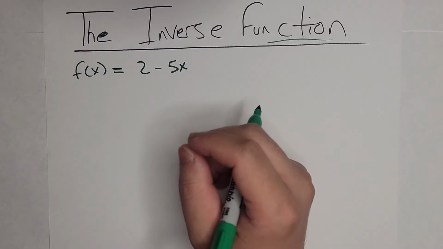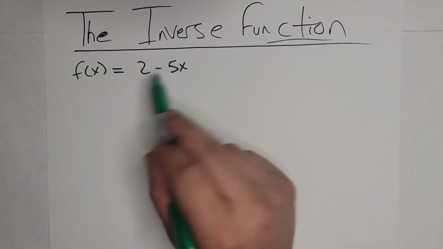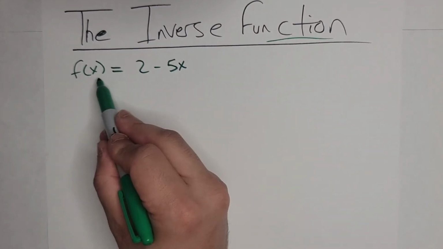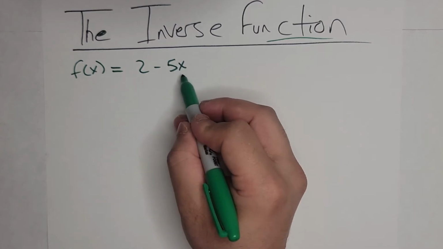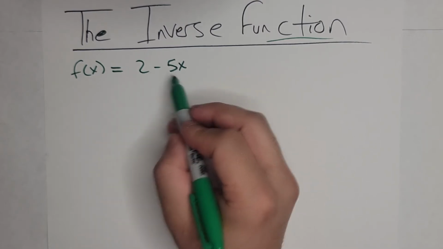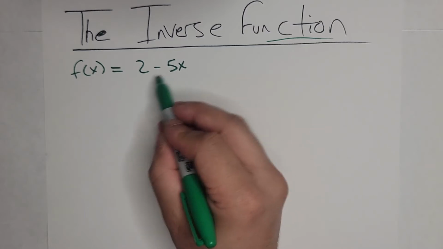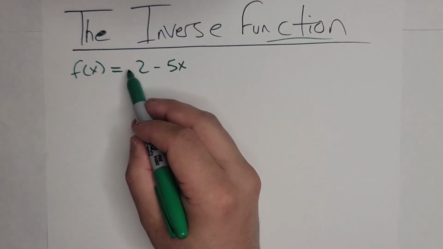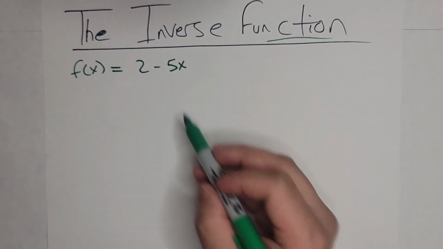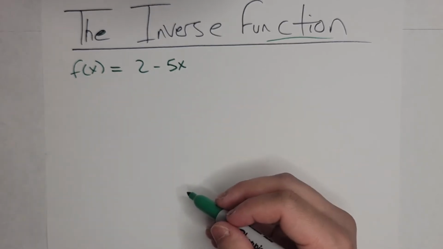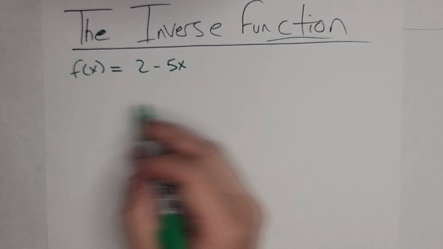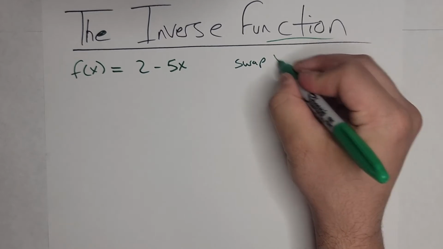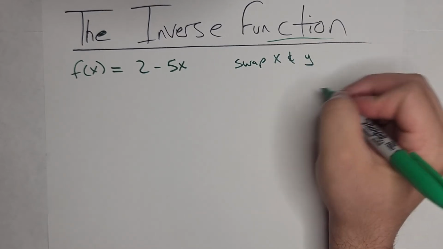In order to inverse this, what this f of x value depends on is what happens to x. So x is being multiplied by -5, and then it's being added to 2. So it's actually positive 2 minus 5 times x. That gives us our f of x value. So to inverse this function, we need to do the exact opposite. And the easiest way to do this is to swap x and y values.